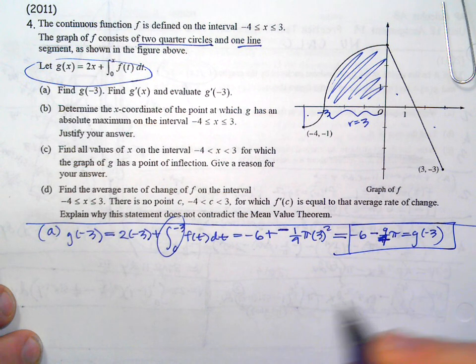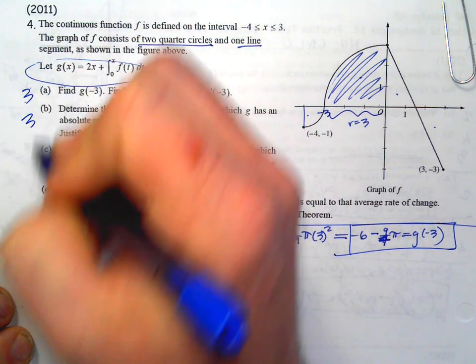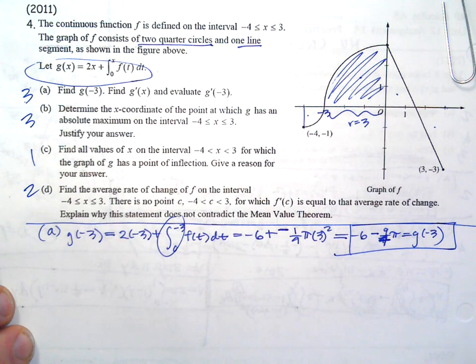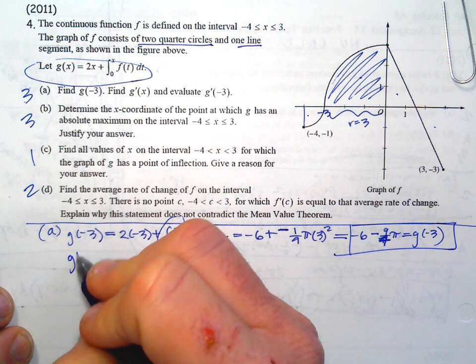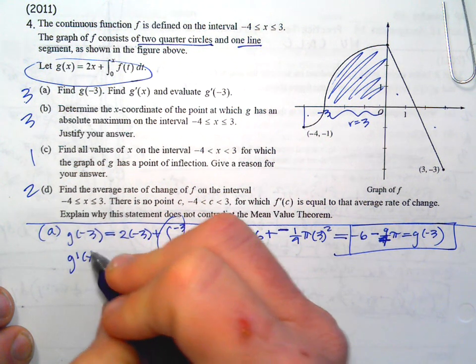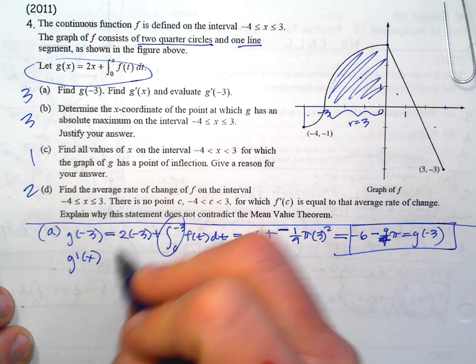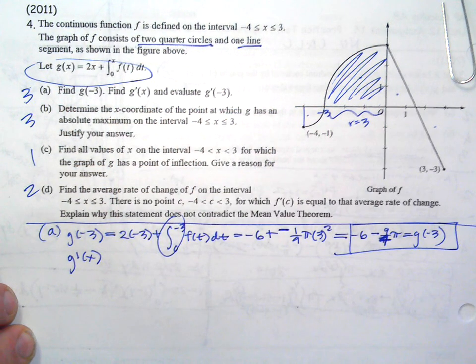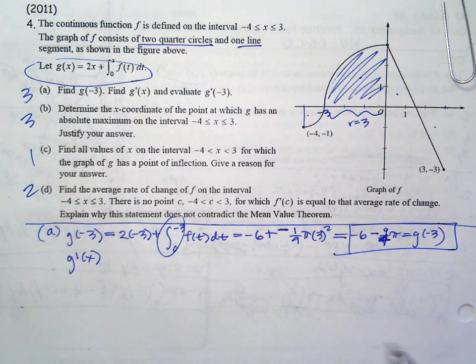Point breakdown here is going to be 3, 3, 1, 2. So that's a point. We're going to find g prime. It says find g prime of x and then evaluate it. So a lot of times they don't have you do that first point. You just got to do it yourself. But here they're going to probably give you a point for it.